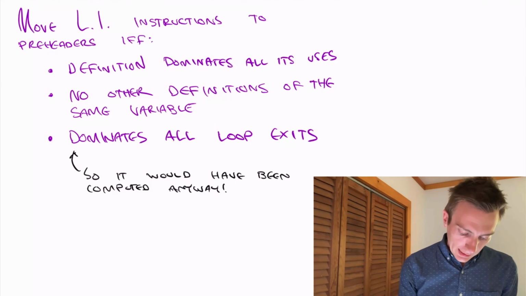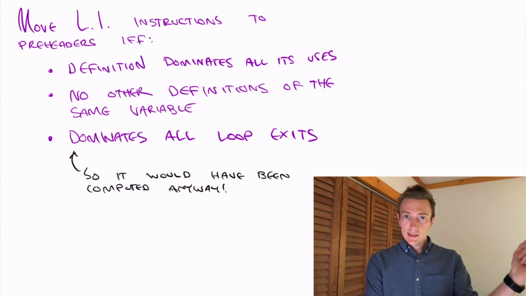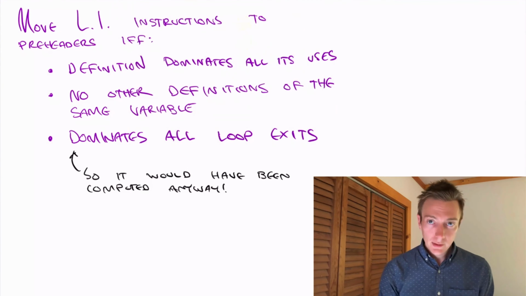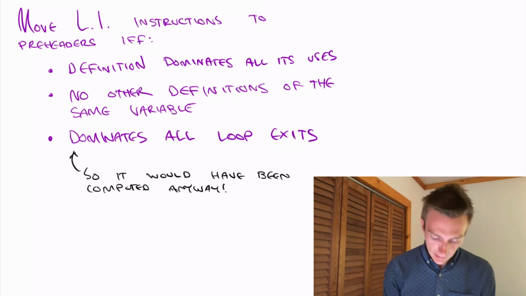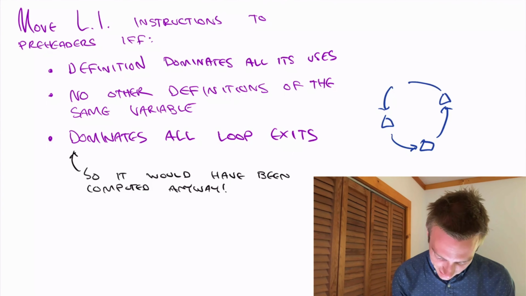So the first one is that the definition must dominate all of its uses. So this is to say that there must be no use of that variable that might come from somewhere else. If you think about it this way, then a natural loop looks schematically something like this.